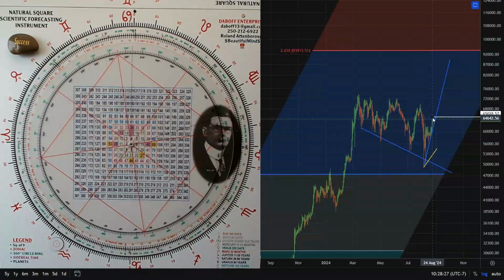And we are equaling this last moon swing top here. So just be mindful of that cycle.